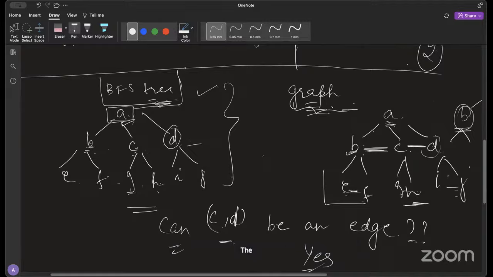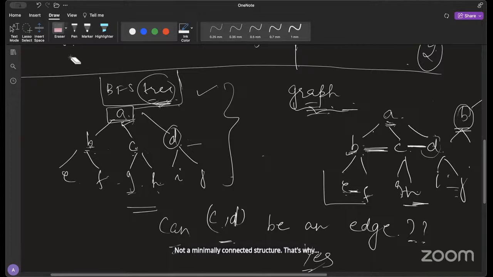The BFS tree, or a tree in general, is a minimally connected set, right? So minimally connected sets do not have a cycle. They should not have any cycle. So if you make this edge here in a tree, you can't have this, because this makes a cycle here. Now this is not a minimally connected structure.